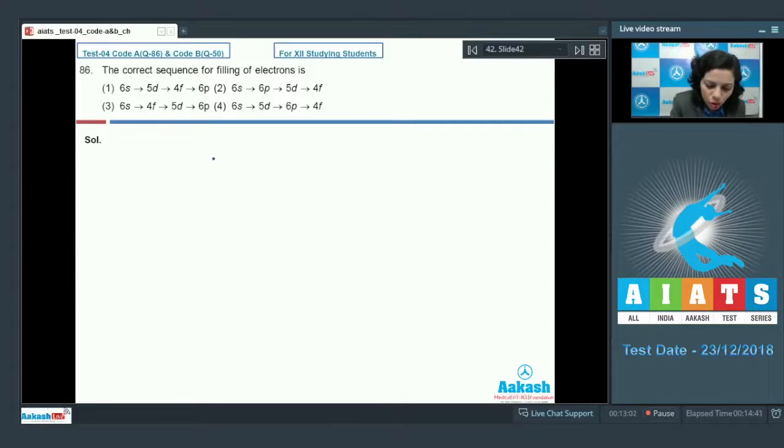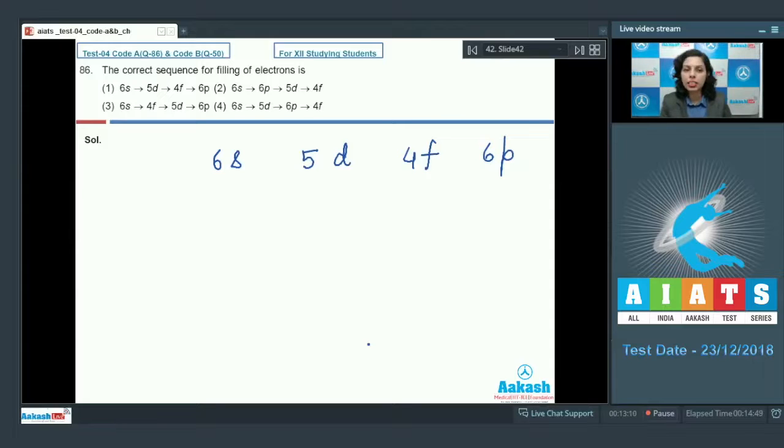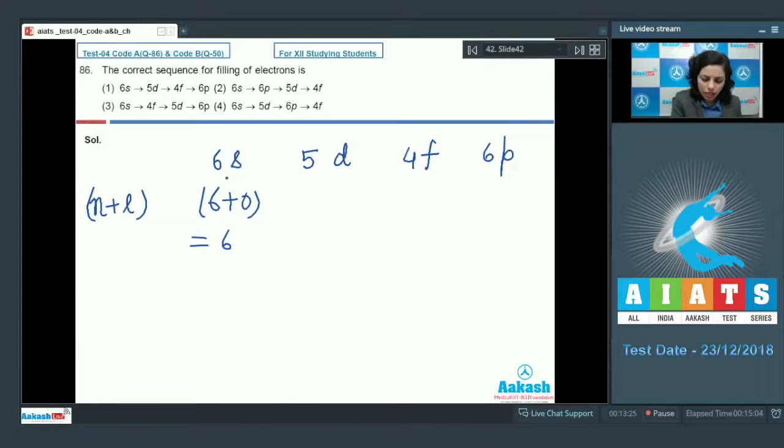We have 6s orbital, 5d orbital, 4f orbital and 6p orbital. These are the orbitals which are present here. We need to fill them. Now, if you apply the n plus l rule, let's find out the n plus l value for these. For 6s, the n value is 6 and the l value is 0. So, n plus l value is 6 for this case.